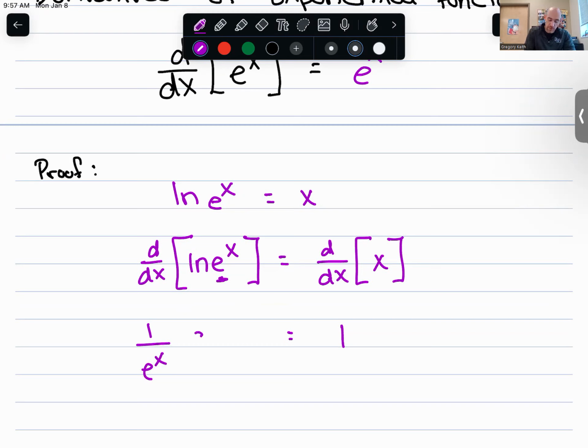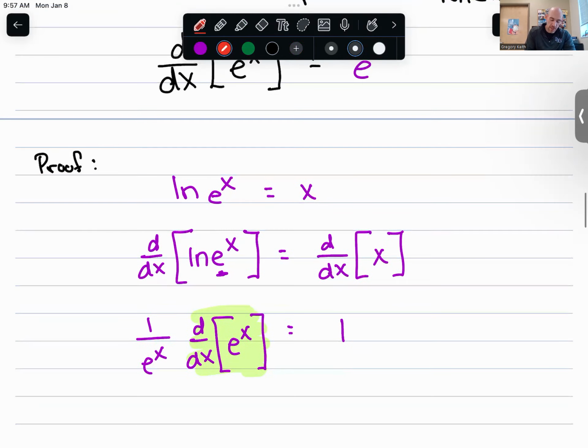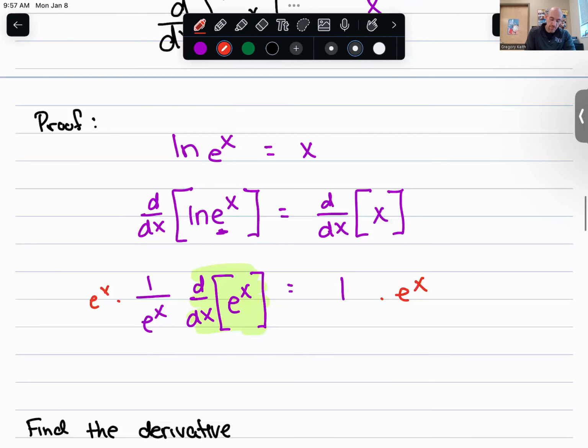So I don't know what the derivative of e to the x is, so I'm going to write it as derivative of e to the x. And the last piece I have to do here is get the derivative of e to the x by itself, right? Here's what we're actually trying to prove. So the way that I'm going to get it by itself is multiply both sides by e to the x. Once I do that, that goes away, and we get our final product: the derivative of e to the x is equal to e to the x. Boom. There's your proof. So we have our derivative.